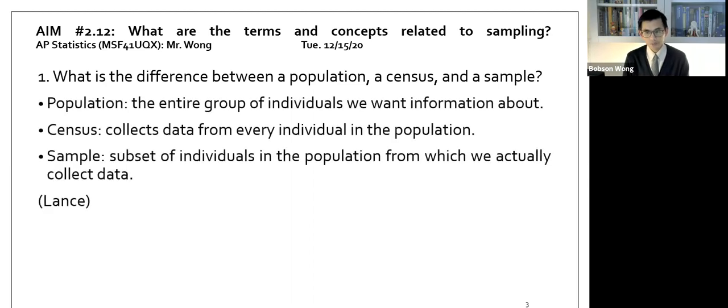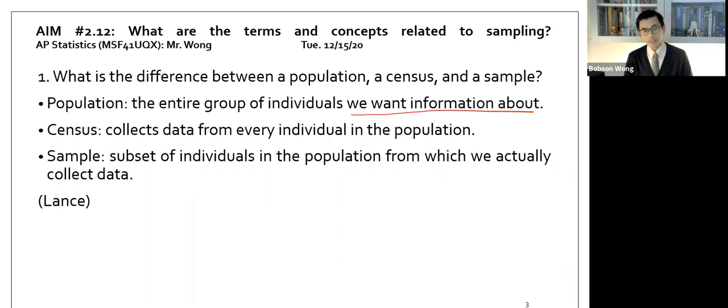So as Lance points out, the population is the entire group of individuals that we want information about. Now, this doesn't have to be every single person in the world. It doesn't have to be every single animal or every single book in the world. The key phrase here is from the group that we want information about. So if we are interested in what students at Bayside High School are thinking, then our population is everyone at Bayside High School. We don't have to be talking about every single person in the world.